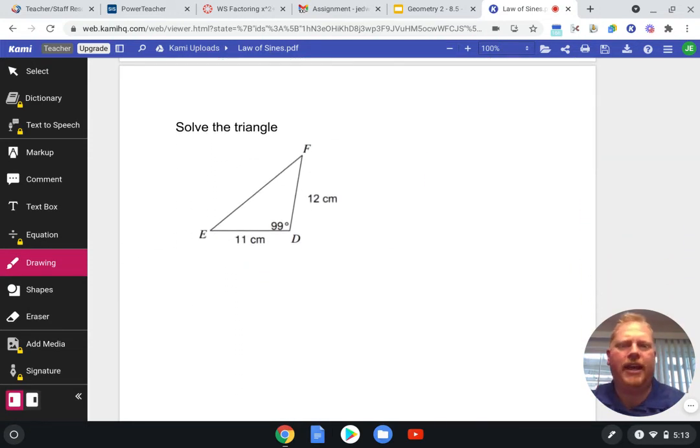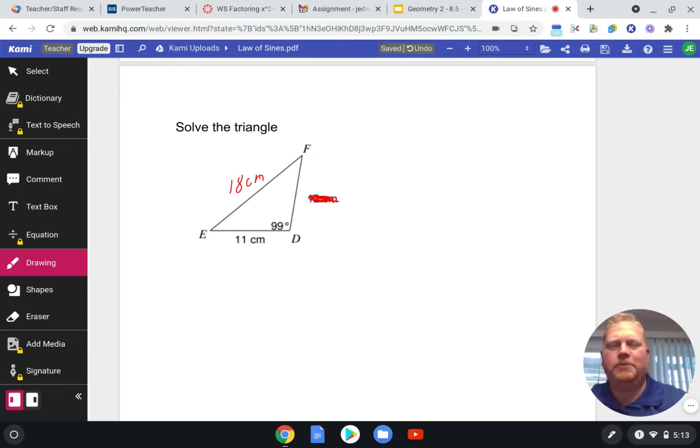All right, last example. It says solve the triangle. That means you've got to find every single angle, every single side. So I just took a look at this, and this triangle cannot be solved by using the law of sines. Because I copied the problem from someone else, I'm just going to rearrange this, and I'm going to make this 18 centimeters and pretend that we don't know this side. Okay? I'm the teacher. I can do that.